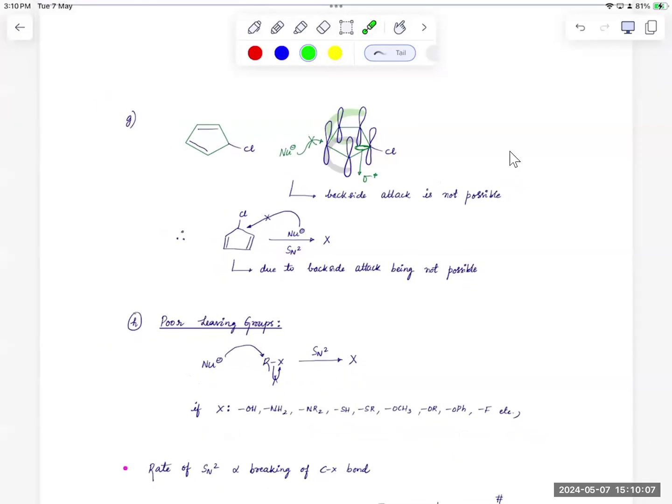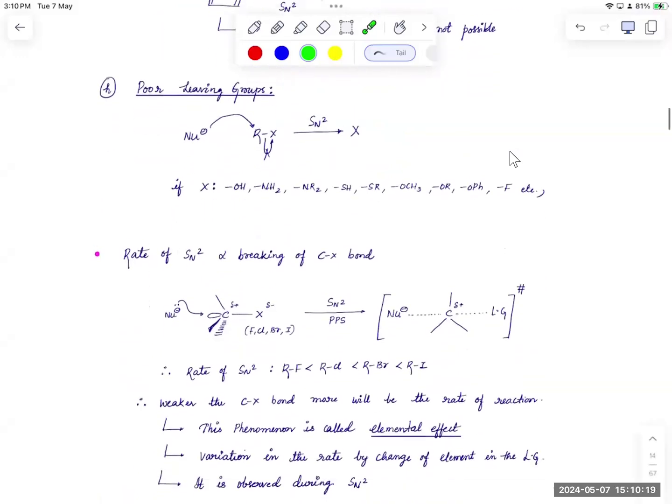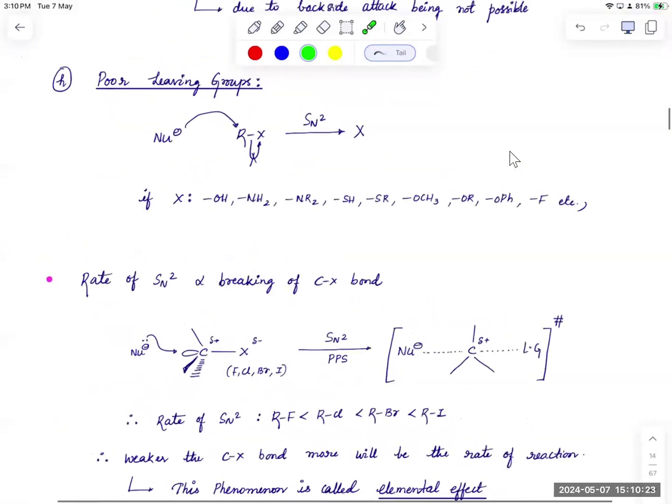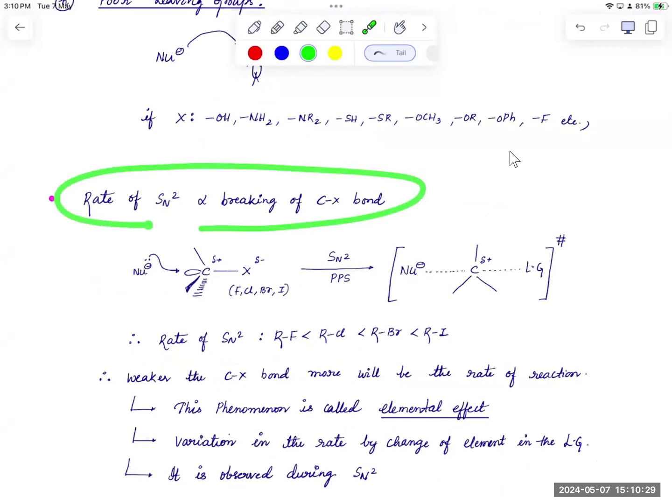Right, next. Check out this case here. If you try to remove Cl, again the sigma star will be here. Attacking becomes very difficult in this case, so backside attack is not possible. Now coming to the poor leaving groups: OH minus and NH2 minus are all very, very poor leaving groups. So consider the rate of SN2 and the breaking of the CH bond.